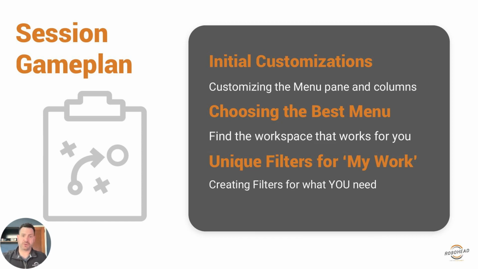This session will show you some of those initial customizations that you can make to the menu pane on the left hand side of the application, as well as some of the columns and pages that you work off of within RoboHead itself. We'll also talk about how you can choose the best menu that works for you. There are several workspaces within RoboHead, so a big challenge some people meet sometimes is finding the best space that works for them. So I'm going to show you some of the options that are available to you so you can make the best decision and find that workspace that works for you.